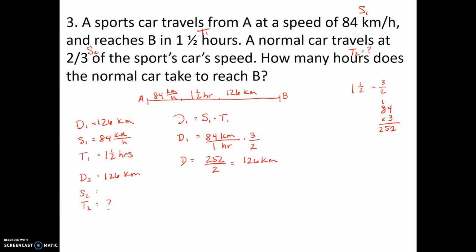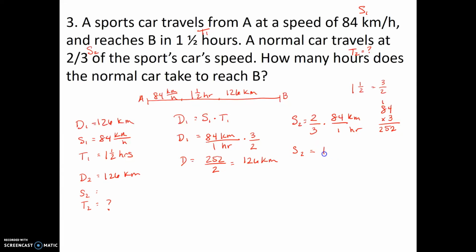Okay, now the ultimate question we want to answer is how long does it take that normal car to reach B? So I've got a question mark there, but we only have 1 out of the 3 variables, so we can't find the third yet. So we need to figure out what speed is on that. And it's set up here in my word problem that a normal car travels at 2/3 of the sports car's speed. So we're not using a speed formula per se, we're just going to find what 2/3 of 84 kilometers per hour is. Okay, so let's go ahead and do that.